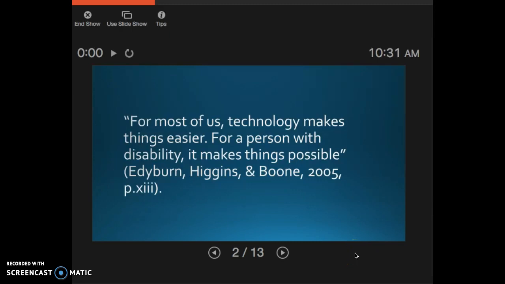I really appreciated this quote, so I thought I'll put it in here. For most of us, technology makes things easier. For a person with disability, it makes things possible. Whether technology was first invented to help people with disabilities or not, it is certainly helping them to do things that were considered impossible.